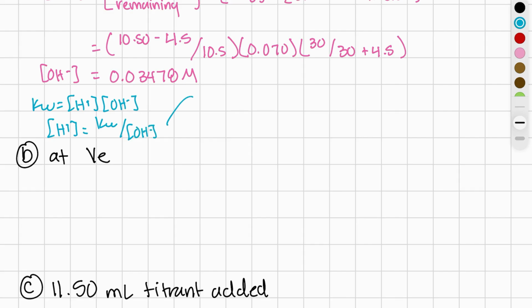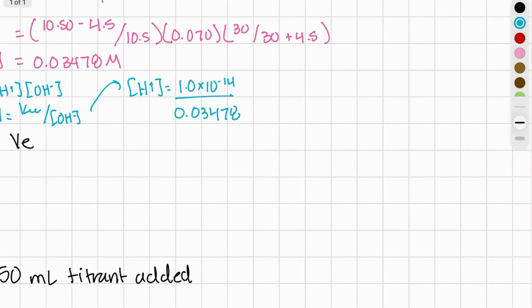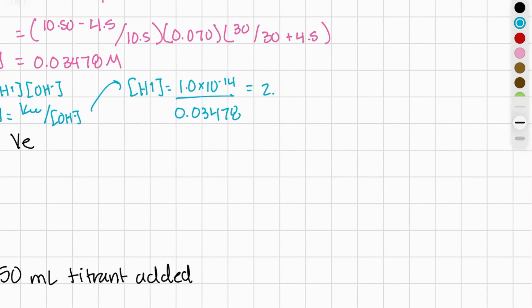So if I do it this way, then I would say that H plus equals 1.0 times 10 to the negative 14 over 0.03478, which equals 2.88 times 10 to the negative 13. So pH equals 12.54.